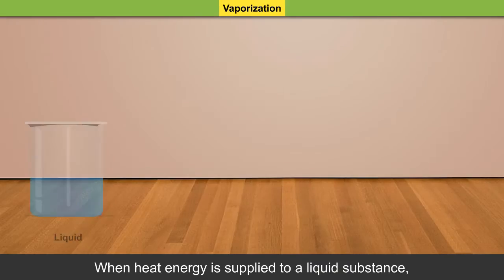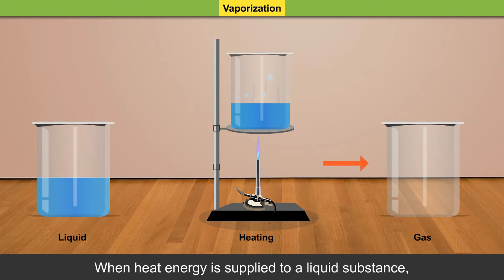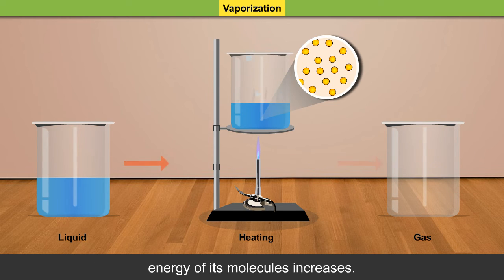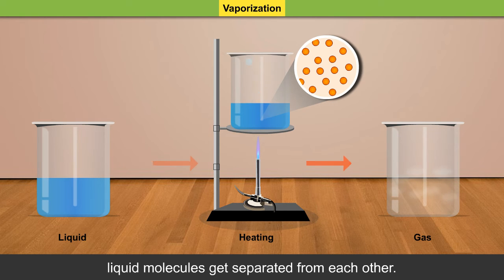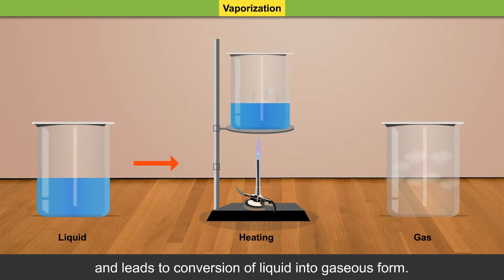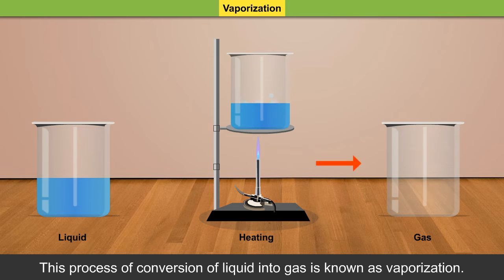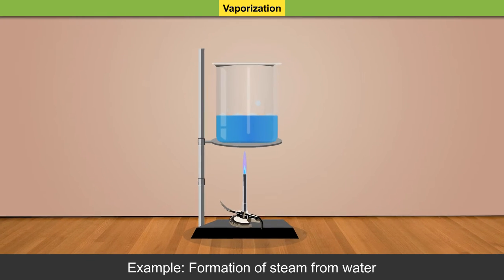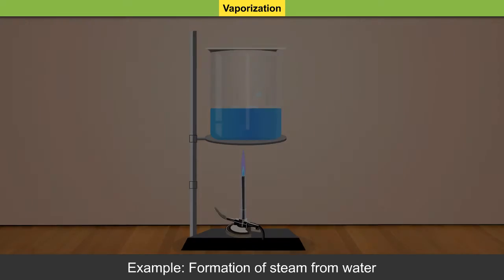Vaporization. When heat energy is supplied to a liquid substance, energy of its molecules increases. Due to this increase in energy, liquid molecules get separated from each other. This lowers the intermolecular force and leads to conversion of liquid into gaseous form. This process of conversion of liquid into gas is known as vaporization. Example: formation of steam from water.